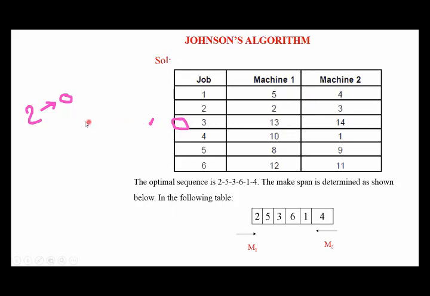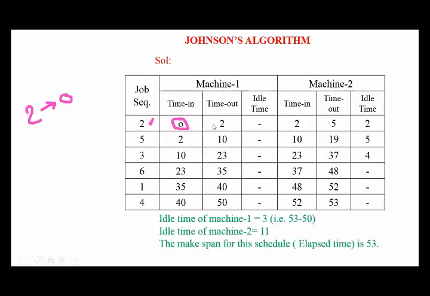The same 2 hours we are going to add here in machine 2. So the same value, 2 hours, we are going to add here. That is called the completion time of the job, that is the time out. The same we mentioned here, 2 hours. It is a starting time, and here we are going to add the processing time to the starting time. Then we get the time out, and here idle time is 0.